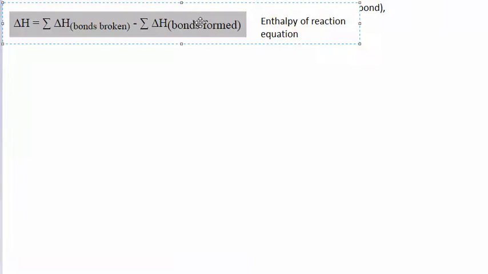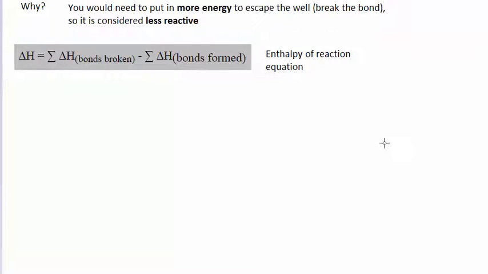Okay, so hopefully you remember this equation from general chemistry. This is the classic enthalpy of reaction equation. The change in enthalpy you get from a reaction is going to be all the bonds broken in the reaction and all the bonds formed in the reaction.